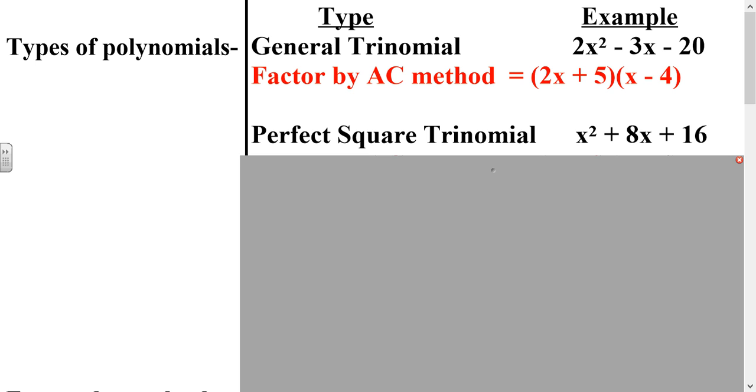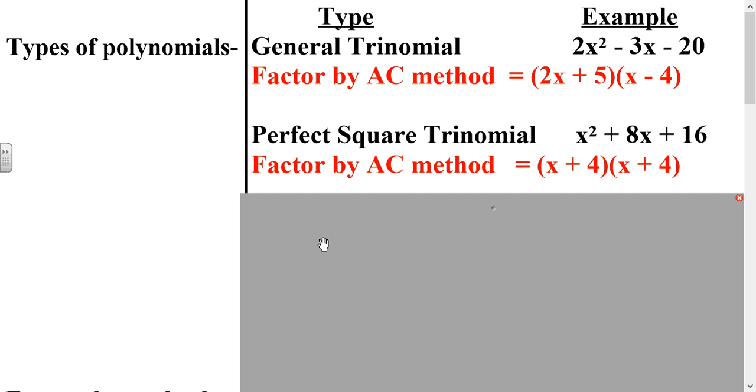Another type that we had was a perfect square trinomial. You can use the AC method or just finding factors of 16 that add to be 8. You can use that method to factor it, and we get that x plus 4 times x plus 4 is what equals x squared plus 8x plus 16.